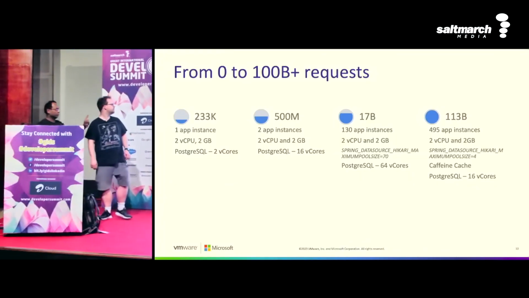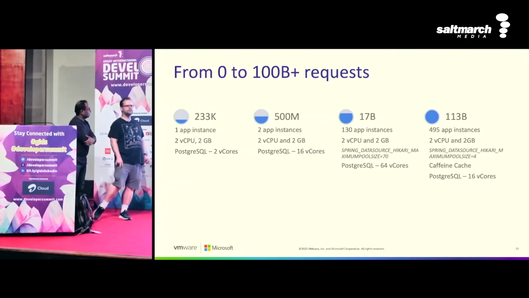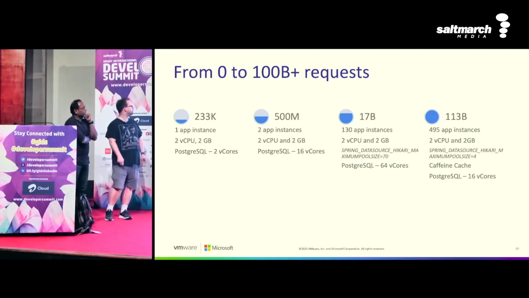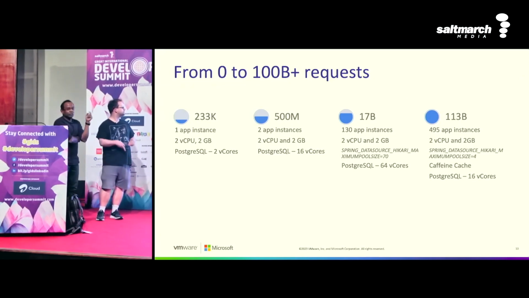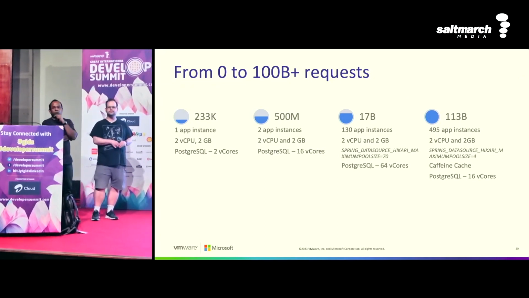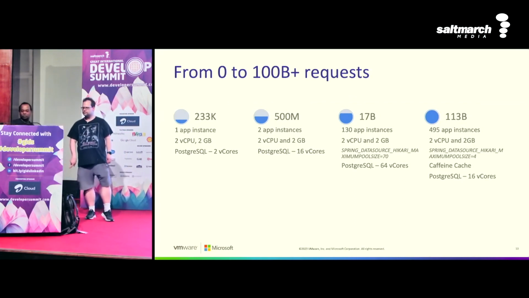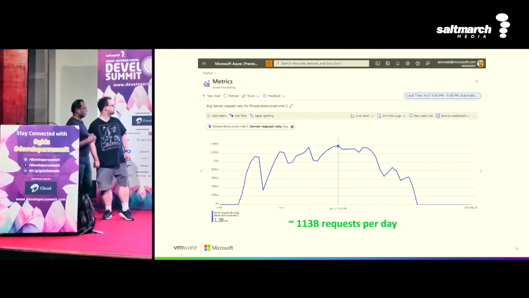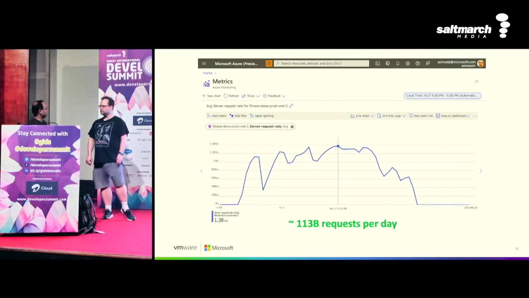So let's just summarize what we have done. We started with one app instance, 2 cores and 2 gigabytes RAM, with 2 cores of the database. Then we upped it to 2 app instances and increased to 16 cores. Then we went to 130 app instances with 64 cores, and we set the connection pool to 70. Then we went to 500 app instances, and that's where we brought in Caffeine cache and brought the pool down to 16. So that's about 113 billion requests per day. If you compute the numbers, 1.38 million requests per second is about 113 billion requests.